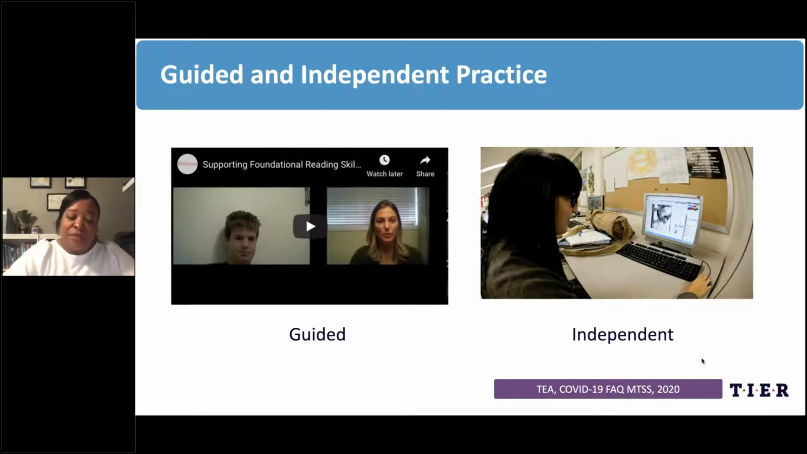For example, using a think, pair, share, or having students complete a sentence stem is guided practice that is closer to modeling and closer to the modeling component of teaching and learning. This can be done using a video call or chat feature, or with students in small groups, using remote breakout rooms where the teacher is readily available to provide support and feedback.